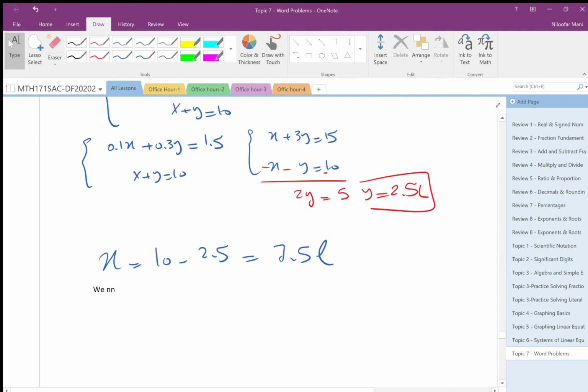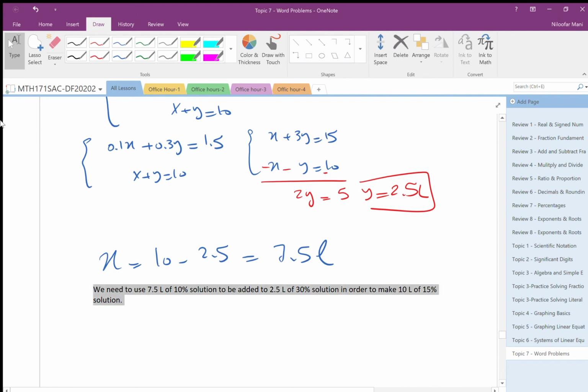We need to use 7.5 liters of 10% solution to be added to 2.5 liters of 30% solution in order to make 10 liters of 15% solution.